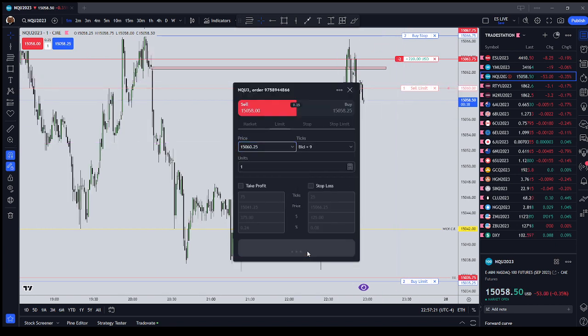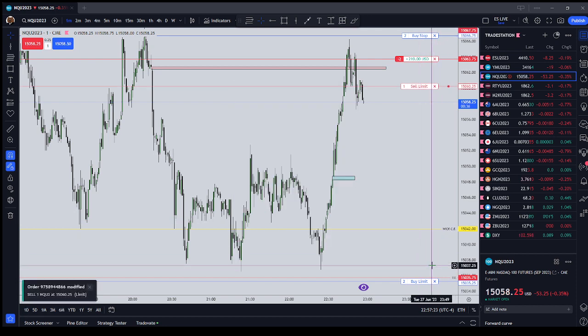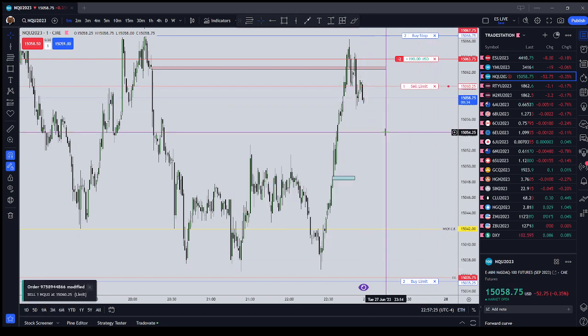Plus one tick. The one tick. Consequent encroachment of that wick, plus a tick.